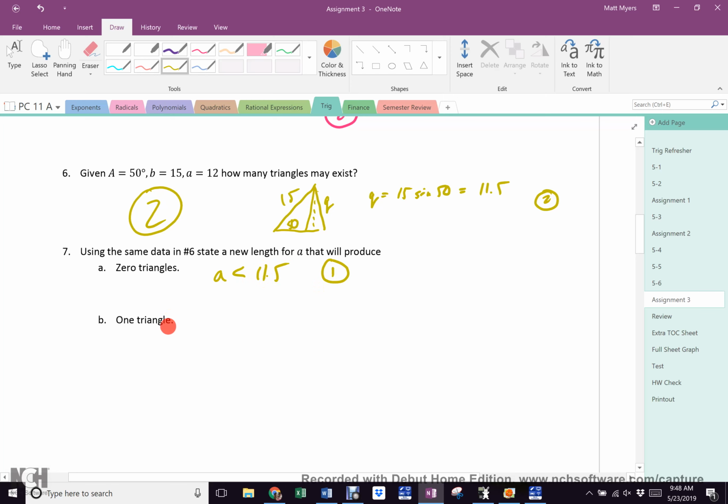To create 1 triangle, there's 2 choices here. A could equal 11.5. That would get me a right angle triangle. But it's not really 11.5, right? It's 15 sine 50, right? So this really should be 15 sine 50. But you know what I mean.